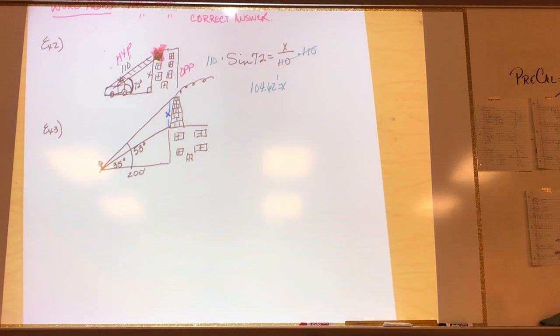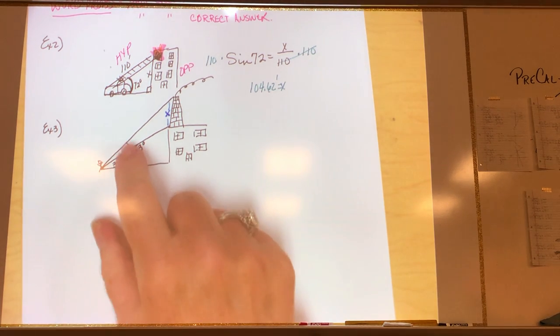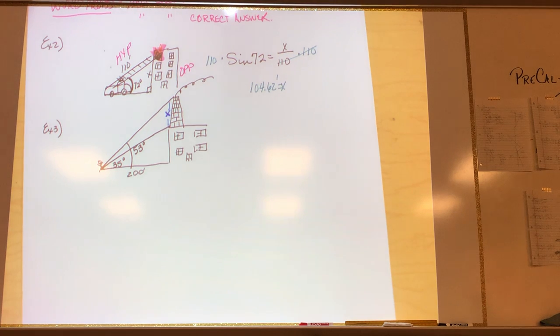So tell me what you're thinking. What's a plan? You can add the two angles. I don't need to add the two angles because I have the whole big angle. Subtract 53 from 90. Here's what Jonathan is saying.